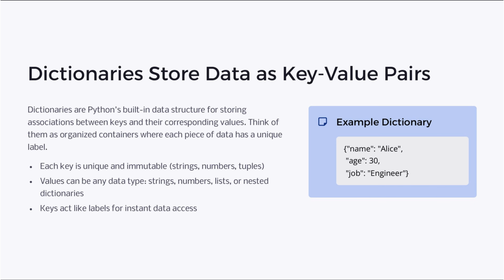Dictionaries in Python store data as key value pairs, acting as organized containers where each key is unique and immutable, such as strings, numbers, or tuples. Values can be any data type, including strings, numbers, lists, or even nested dictionaries. Keys serve as labels for quick data access, like in the example: name, Alice, age, 30, job, engineer.